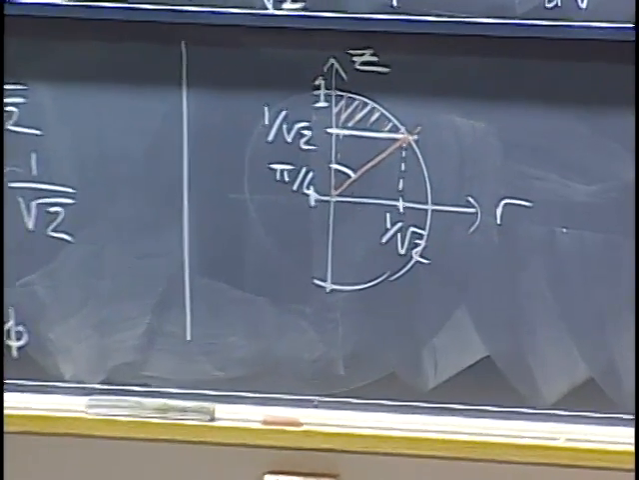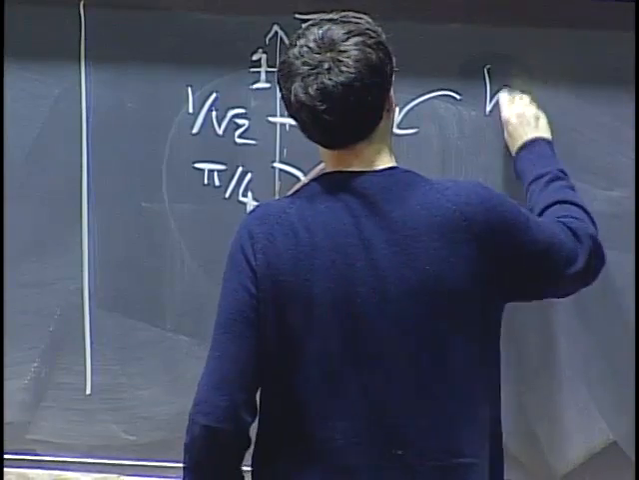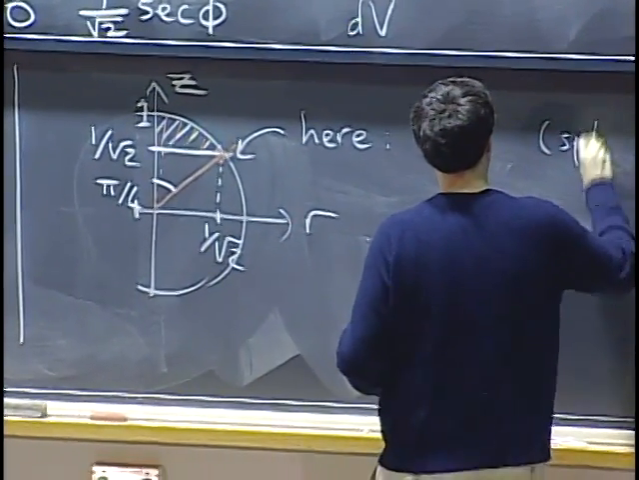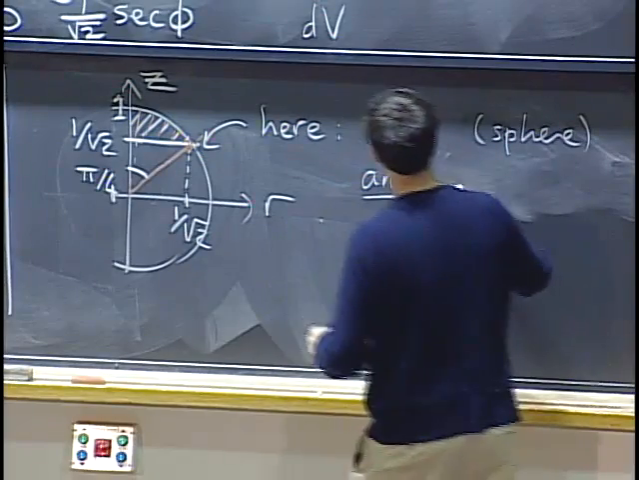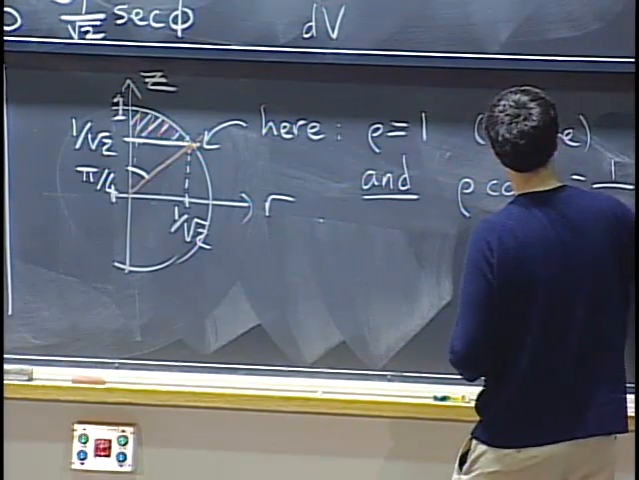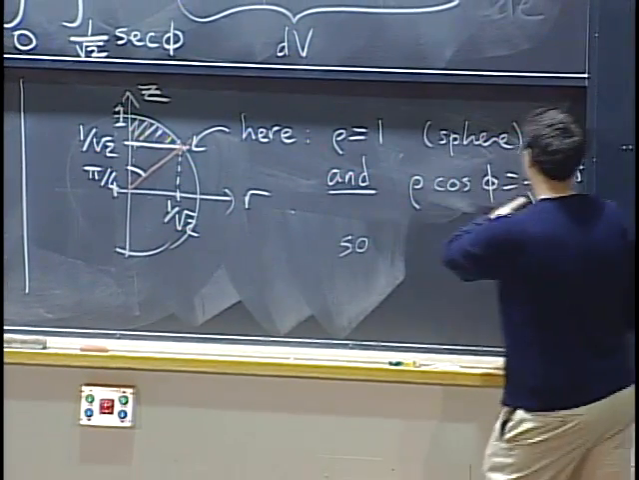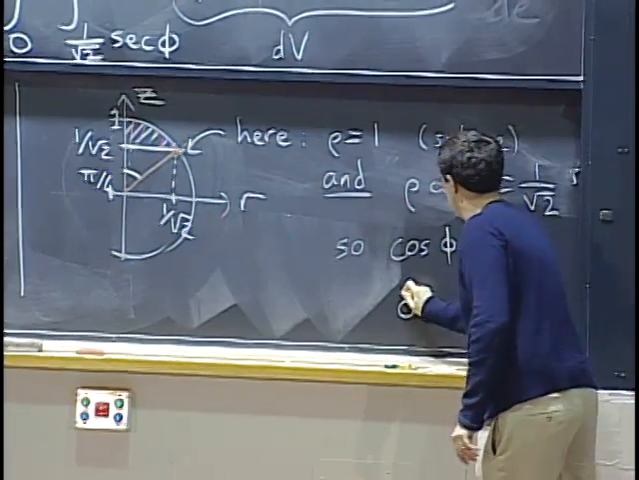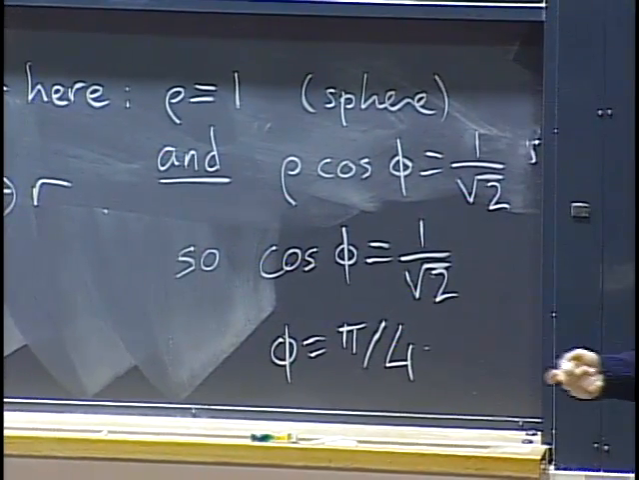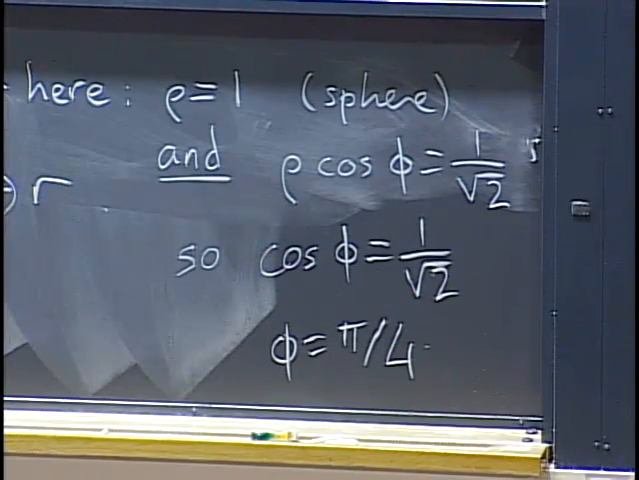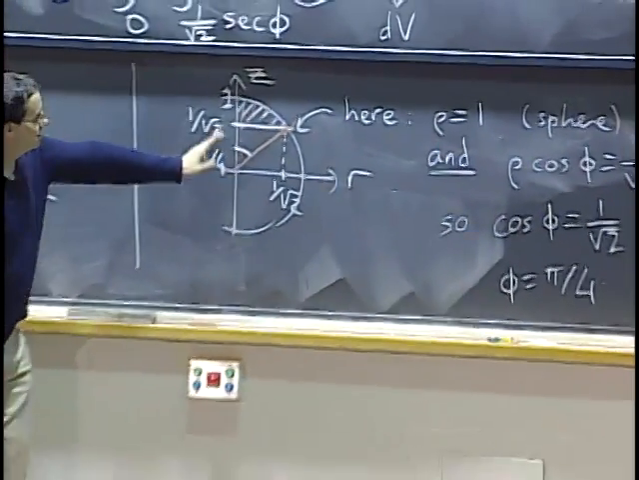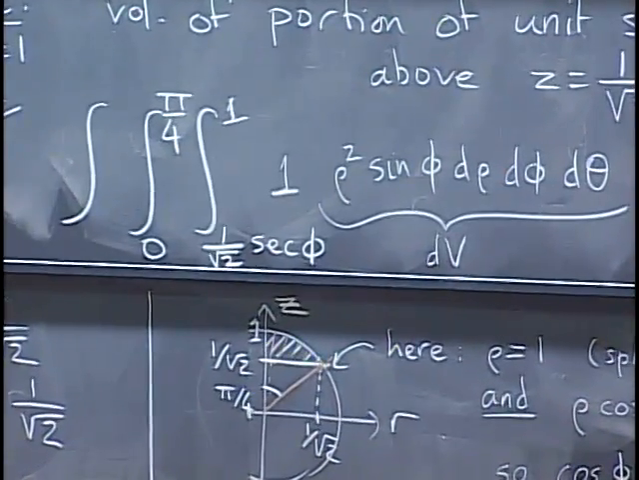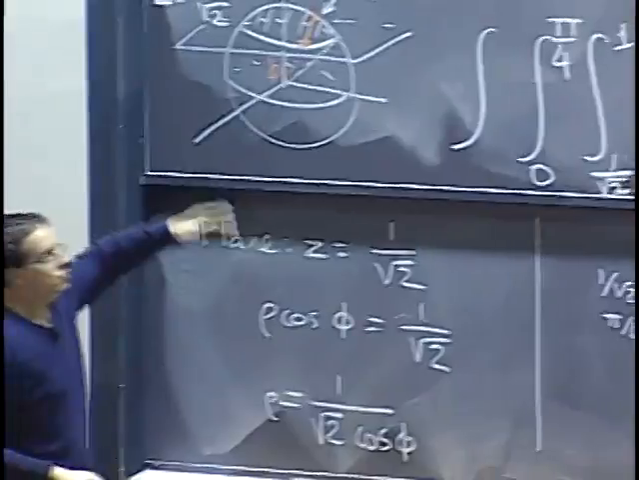The other way to think about it is at this point, rho is equal to 1 because you're on the sphere, but you're also on the plane, so rho cos phi is 1/√2. So if you plug rho equals 1 into here, you get cos phi equals 1/√2, which gives you phi equals pi/4. That's the other way to do it. You can do it either by calculation or by looking at the picture. Okay? So either way, we've decided that phi goes from 0 to pi/4. Finally, what about theta? Well, because we go all around the z-axis, we're going to go just 0 to 2 pi.